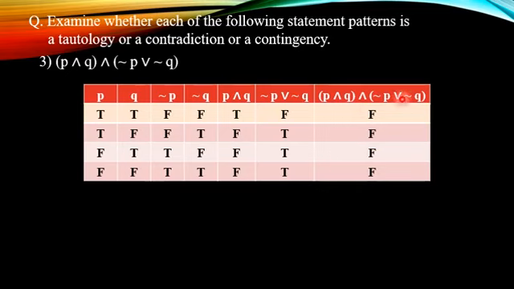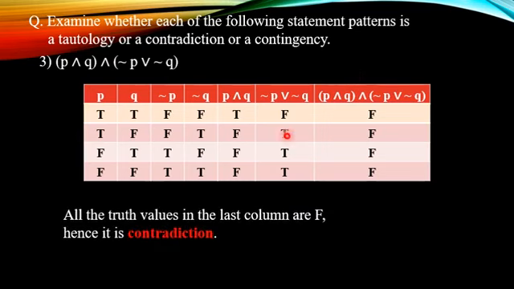That means this statement pattern is always false. That means it is contradiction. So the answer is all the truth values in the last column are F. Hence the given statement pattern is contradiction.